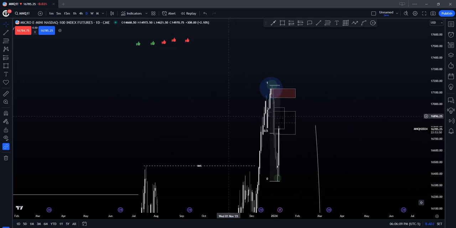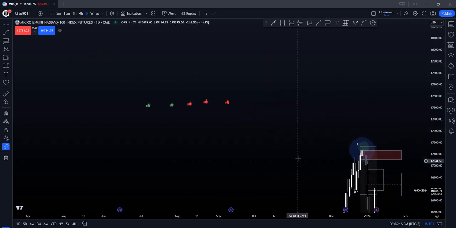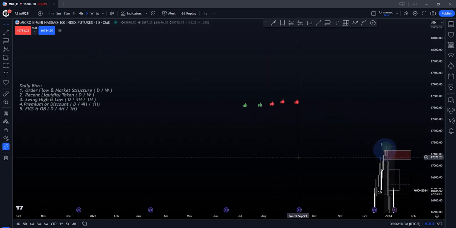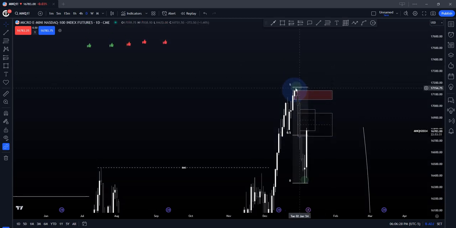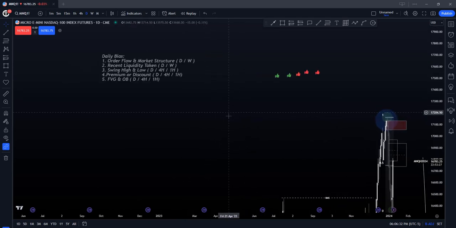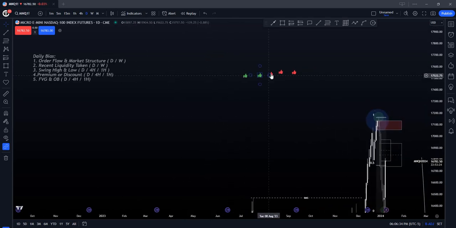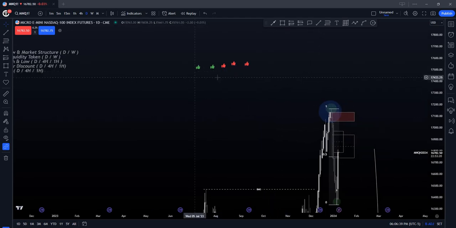Premium and discount, we push past premium and we continue higher. That means we're pushing past and creating a new range, which means we would be bullish. Okay, creating a new range would be bullish. Swing highs and lows, right? Swing highs and lows, we push past this swing high. This swing high or this long-term high would be invalid, which would mean that this would be bullish. So depending on what the market does and how it reacts, we would change our bias depending on that. But at the moment, we have 3 bearish and 2 bullish.